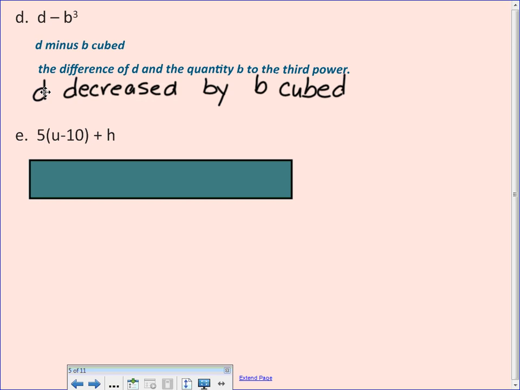And E. Let's come up with some choices for E, and then I'll give you a chance to finish copying your notes. That one's a little tougher. What would we have to do first there for E? So we would have to start with the difference of U and 10, and then what we would do with that?